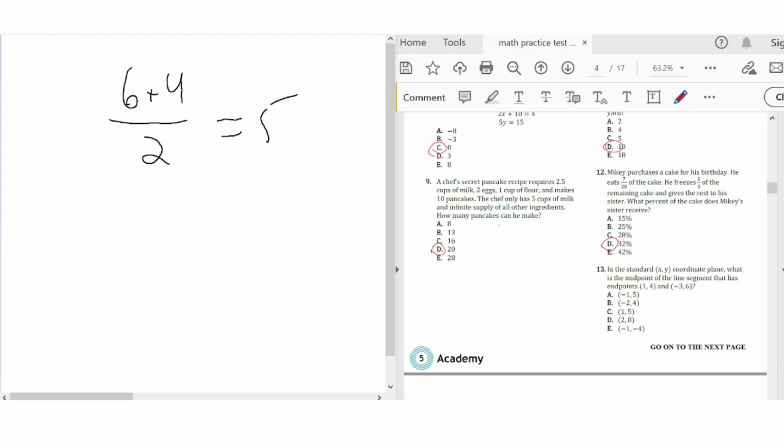We can cross out every answer except A and C. Now let's search for the x-coordinate. Negative 3 plus 1 is negative 2. Negative 2 divided by 2 is negative 1. Therefore, our coordinate is negative 1, 5. Looking at our answers, that is A.